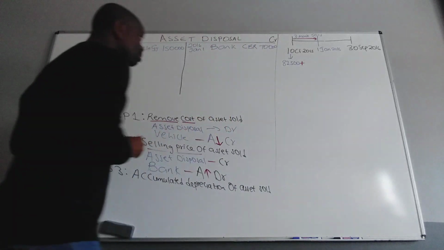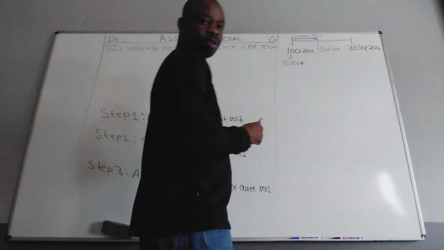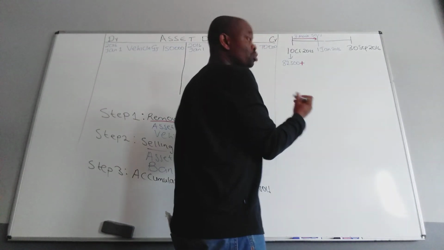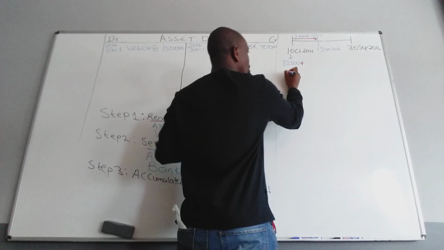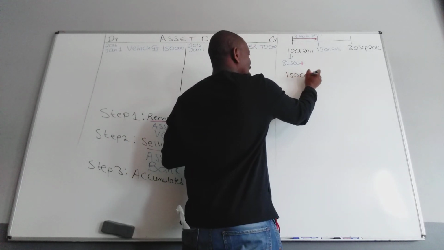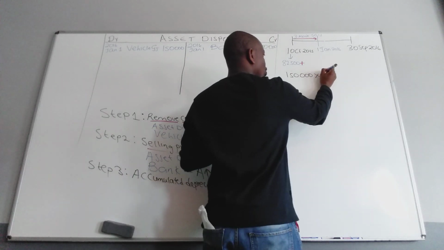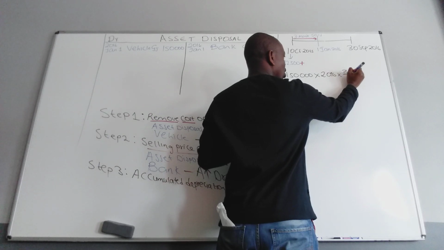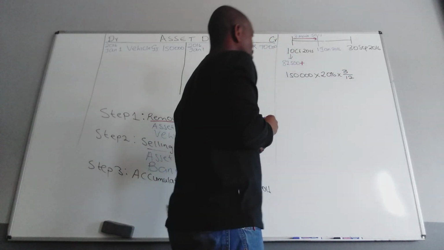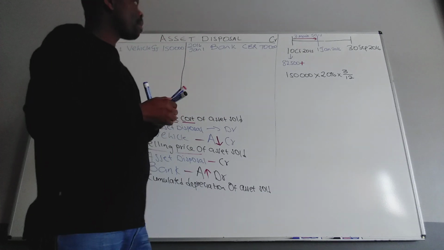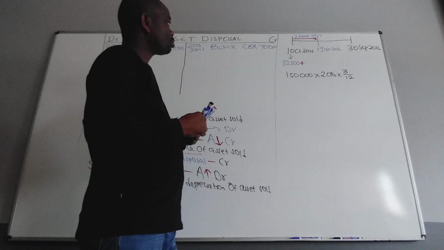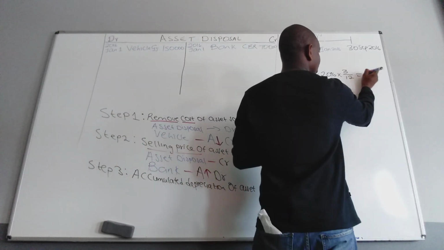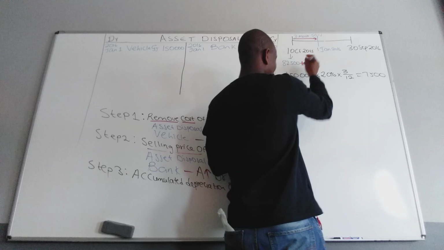Yes, the asset that we are selling. They say vehicles are depreciated 20% per annum on the straight line. So what we're going to do, we're going to take that asset that we are selling, 150, at 20%. 20% is the same as 20 over 100. How many months? It's 3 over 12. So 150 by 20% by 3 over 12 gives 7,500.